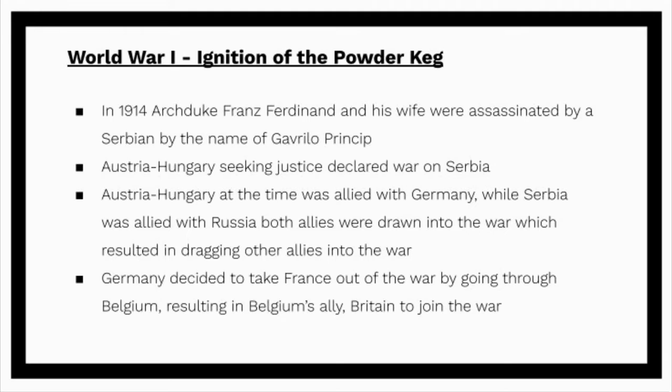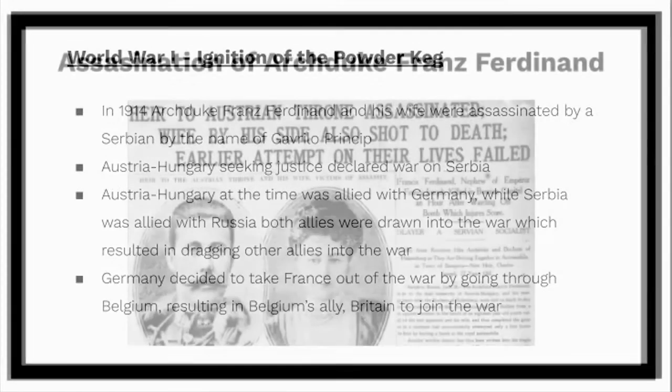Austria-Hungary at the time was allied with Germany, while Serbia was allied with Russia. Both allies were drawn into the war, which resulted in dragging other allies into the war. Germany decided to take France out of the war early, running an offensive maneuver going through Belgium to directly access France. But the move proved fatal, as Britain was allied with the neutral country and came to its aid. Britain, seeing Germany encroaching on Belgian territory and Belgium being its ally, joined the war on the side of the Allies.